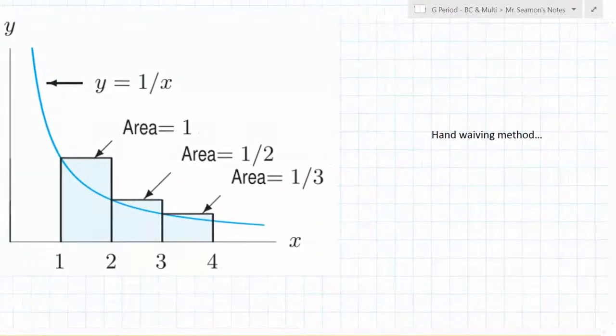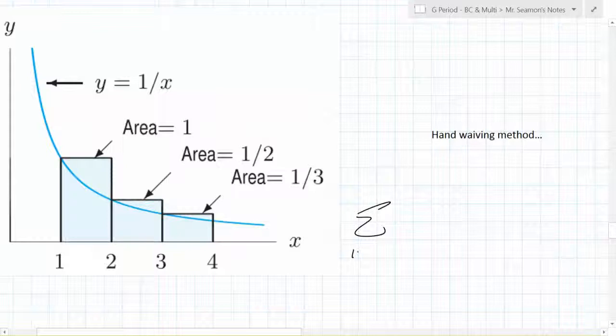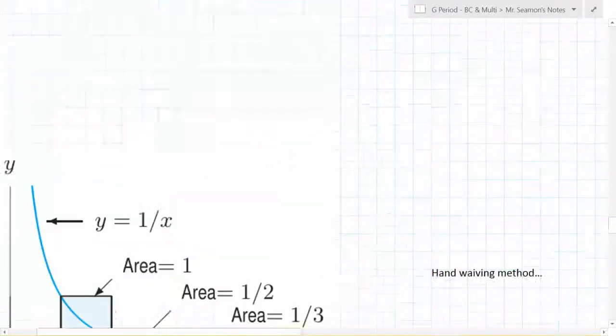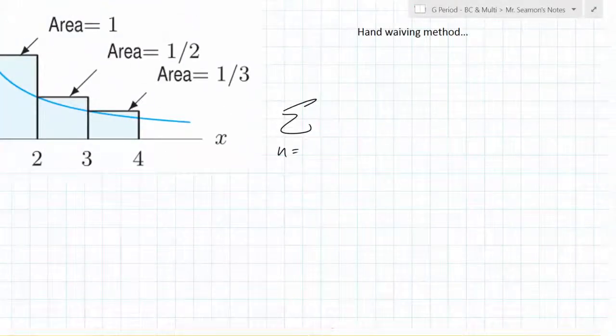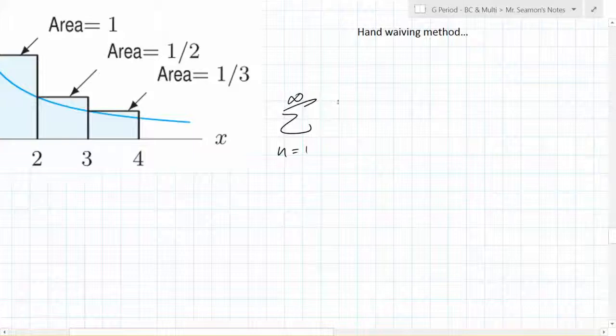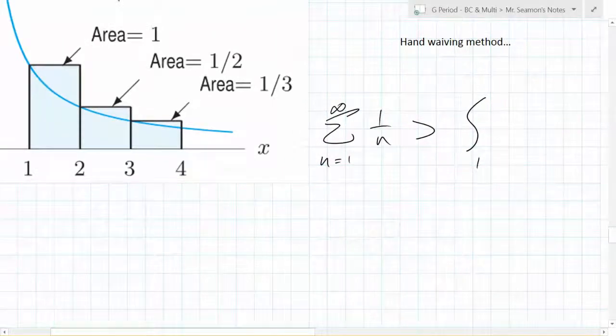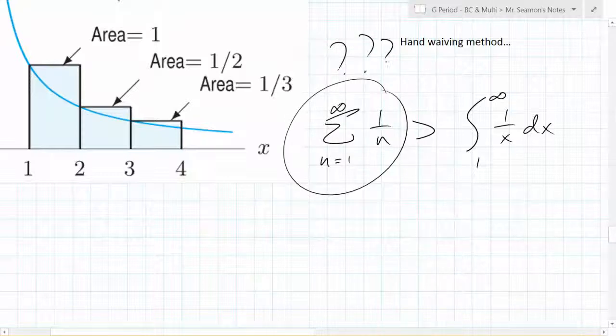This tells us that the sum, n equals 1 to infinity of 1 over n is definitely going to be greater than the integral from 1 to infinity of what function? 1 over x? Are you okay with that statement? We're good. So we're not quite sure about this. That's what we're trying to analyze, right? We don't know about that yet, but what can we analyze?